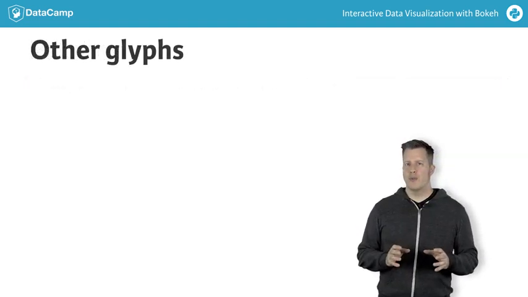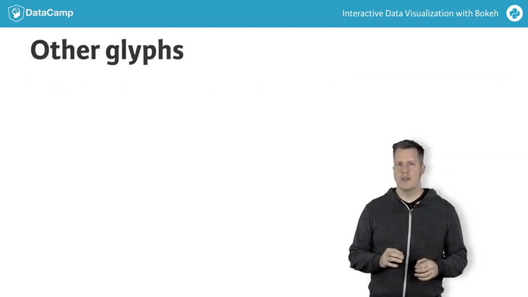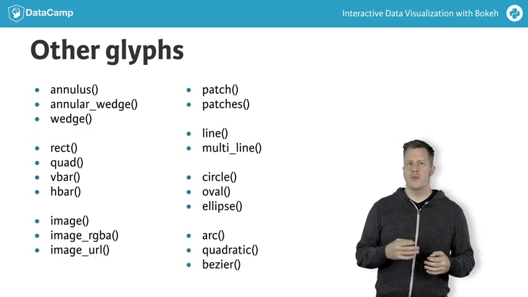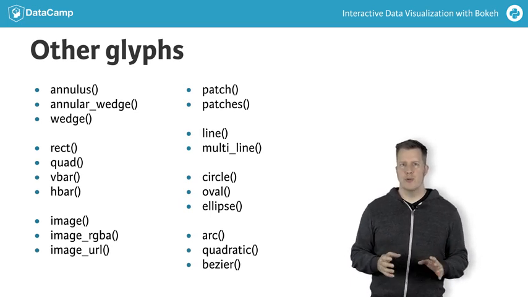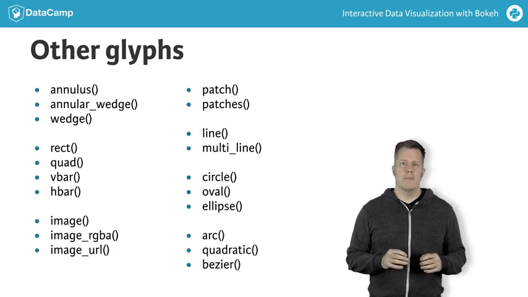Although we won't practice with them directly in this course, I also wanted to mention there are other glyphs that are available in Bokeh. Glyphs like wedge, annular wedge, rect, v-bar, h-bar, and others can be used to create extremely versatile visualizations for all kinds of data. For more information, see bokeh.pydata.org.